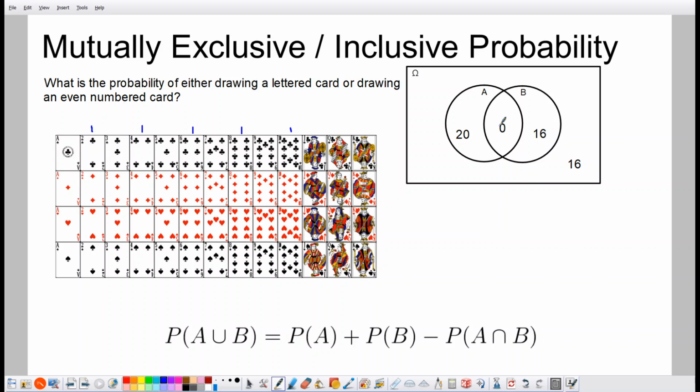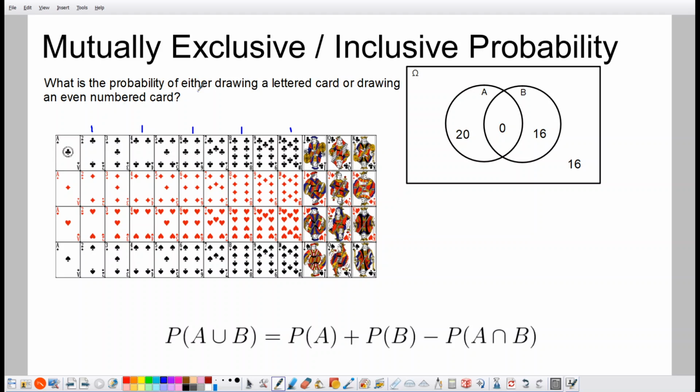Okay, but it's also important to note, because we have to take into account this intersection to figure out how much gets split in between. It's impossible for me to draw a lettered card, or a card that has a letter in the corner, if I've drawn a card that has a number in the corner, right? These are even numbered cards. There is no intersection here. There is no intersection here. So this 20 is going to be even numbered cards that are not lettered cards. Okay, so I can put the 20 over here.